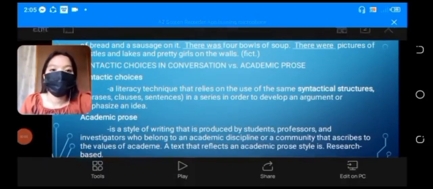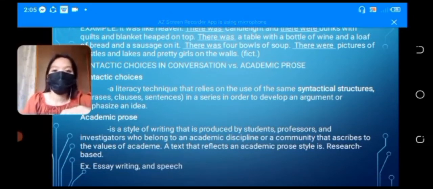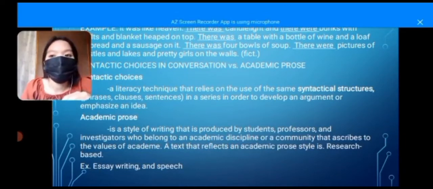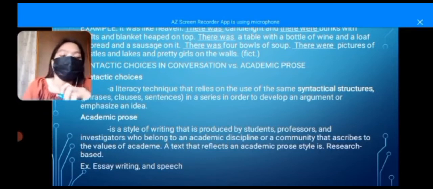Good day everyone, my name is Joan Badet Makalua. So today I will discuss syntactic choices in conversation versus academic prose. This is the continuation of our topic, which is word order choices. So let's start with syntactic choices.